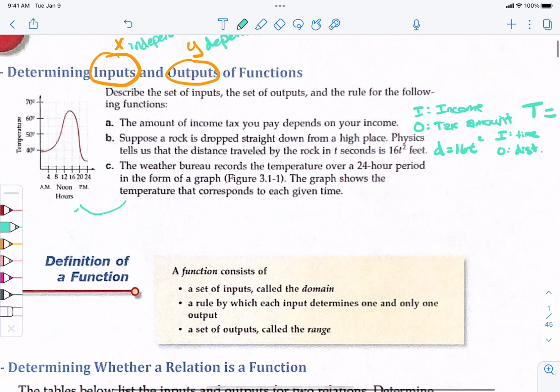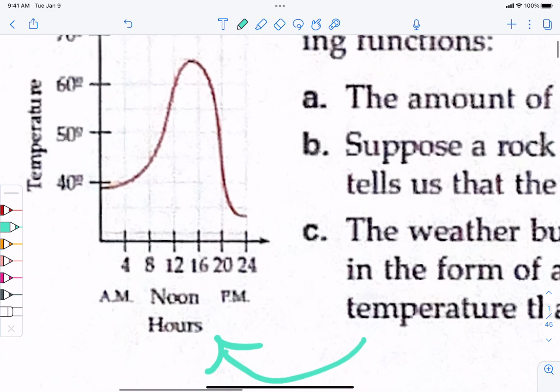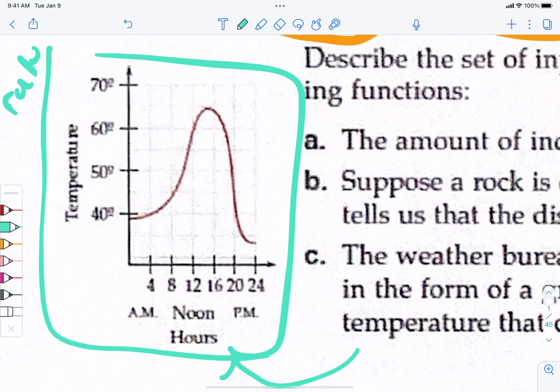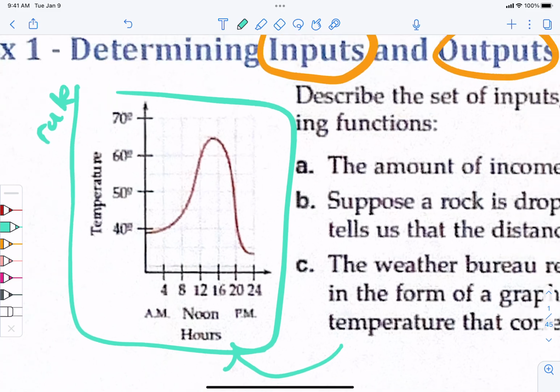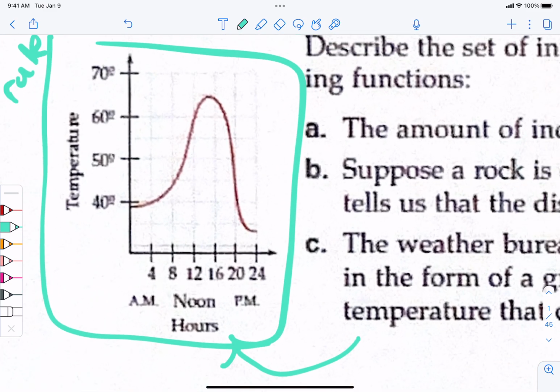I think this has to do with the graph over here, in which case we won't really have a rule because this is not an actual y equals something function. The rule is basically the graph. So this entire thing is the rule for temperature. The Weather Bureau records the temperature over a 24-hour period. The graph shows the temperature that corresponds to each given time. It is the warmest at about 1500 hours, which is what time? 3 p.m., right? About 3 p.m., and it gets up to about 65 degrees.